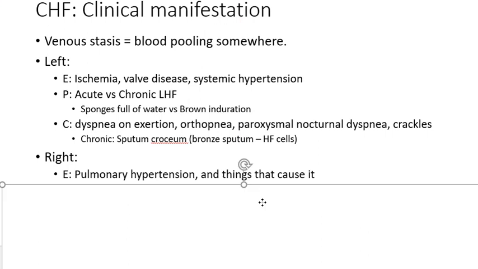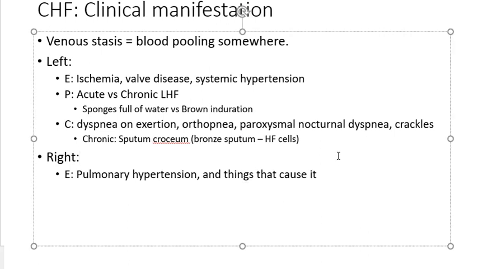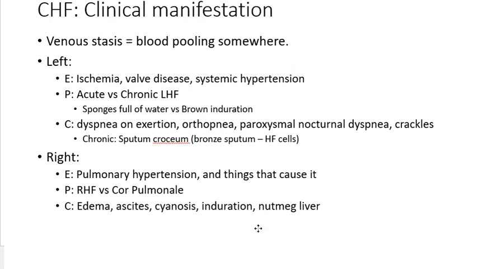So the causes of right heart failure is pulmonary hypertension and anything that causes it. Okay, so anything that causes the pulmonary circulation to have increased pressure. So anything that causes pulmonary hypertension has the potential to cause right heart failure.